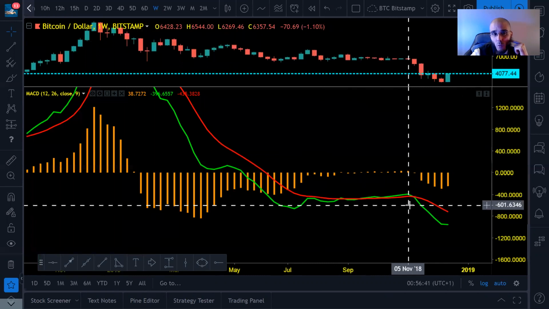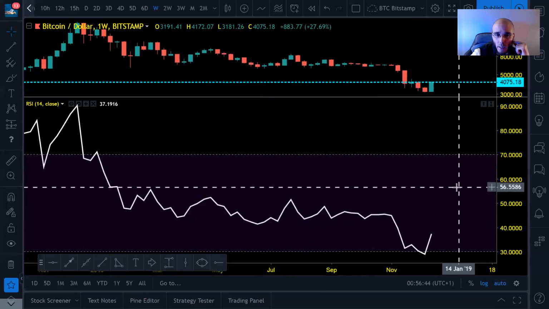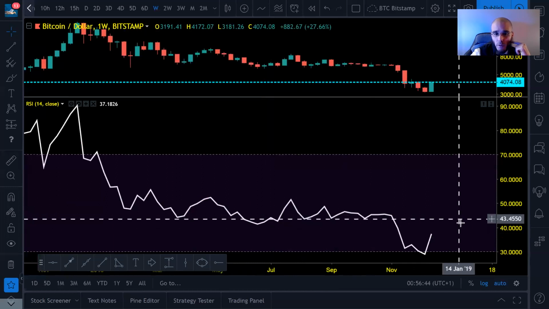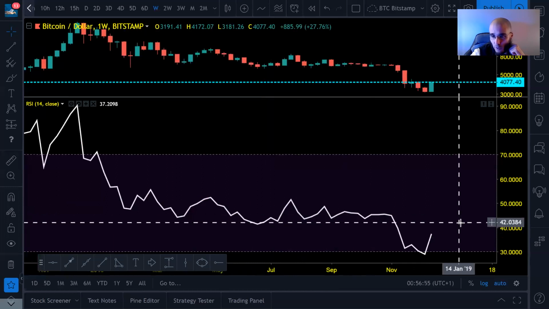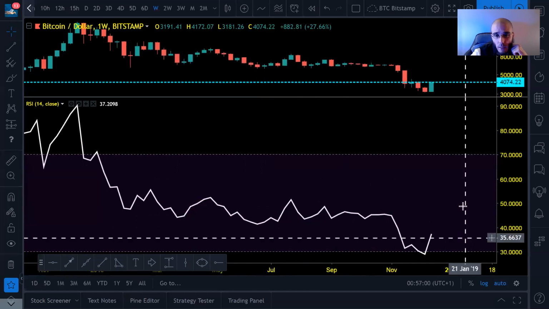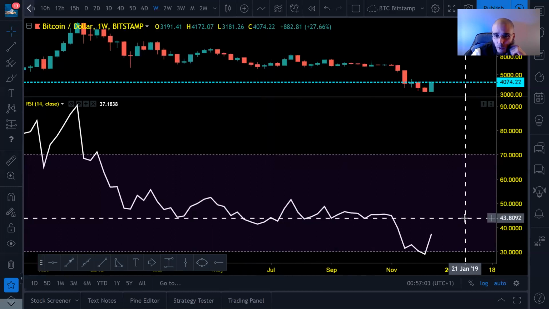MACD on the 1 week chart is still negative. RSI is nicely picking up, and we could go a little higher. We're at least to the breakdown point, which was somewhere around here, 42. So we could go at least to 42, maybe even 51. But 42 would be nice, or 43 would be nice if we hit it, the breakdown point. And then go lower again.